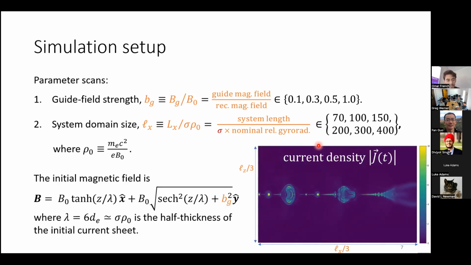If you're interested, the initial magnetic field is as follows, with the half thickness of the initial current sheet being about 6 skin depths, or 1 sigma rho. In this equation, we can see that if you increase the guide field strength, Bg, the amount that the magnetic field rotates as one crosses the z=0 plane will decrease. With a guide field of 0, it's a 180-degree rotation. With a guide field of 1, it's a 90-degree rotation, and it proceeds like this.